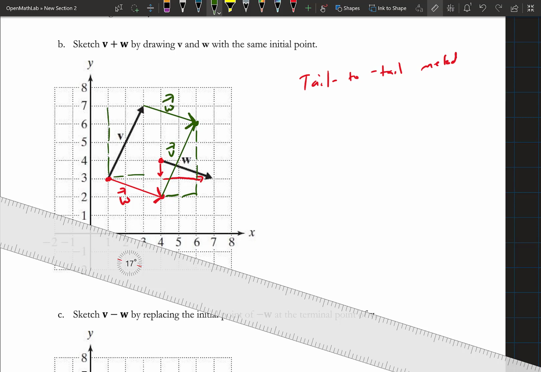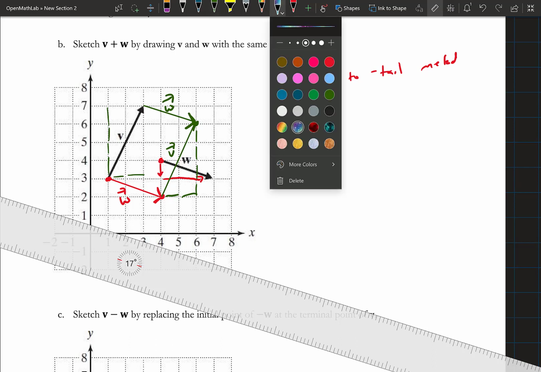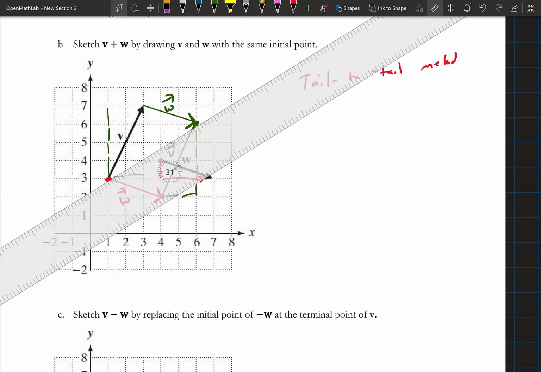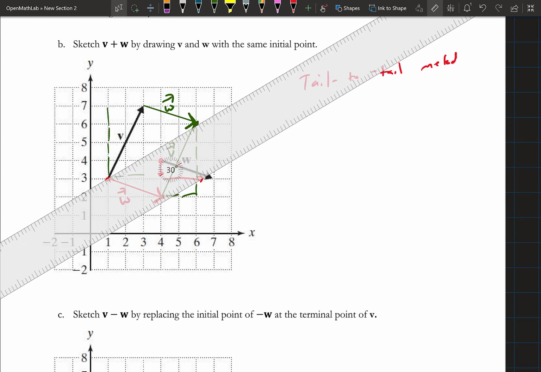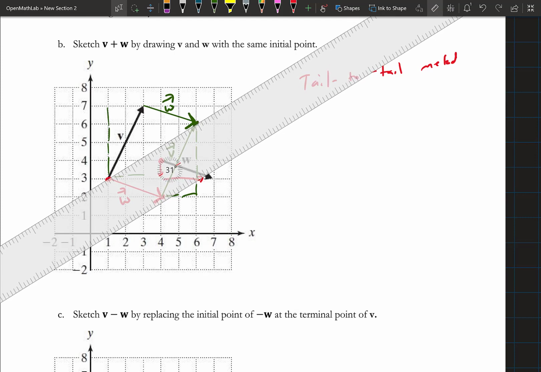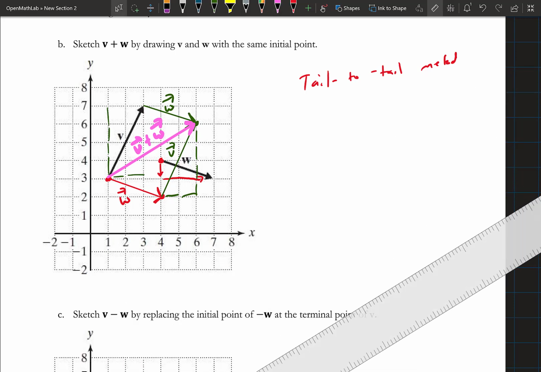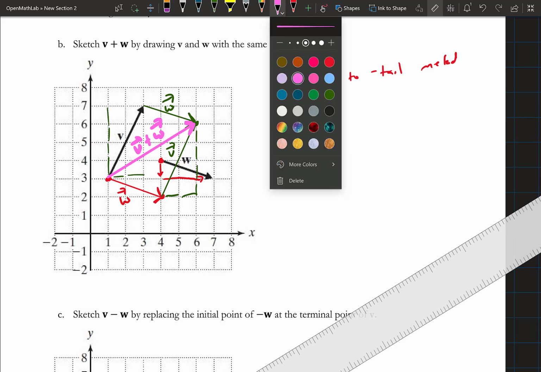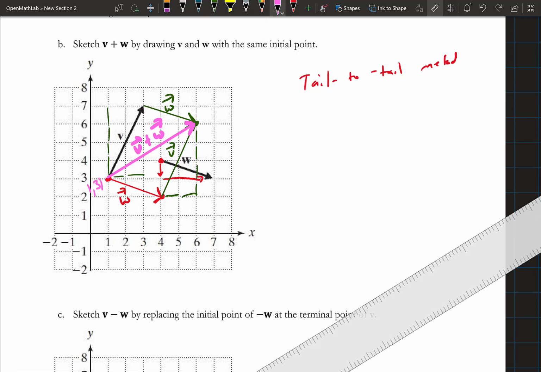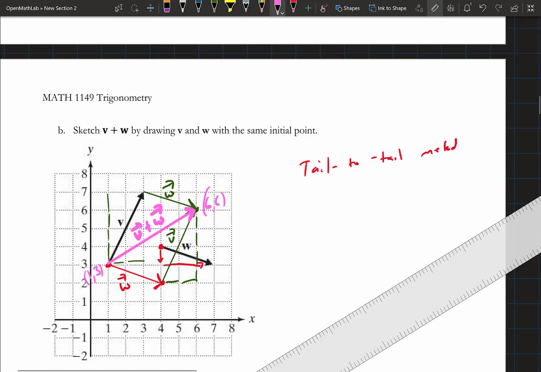And then lastly, I'll use a different color for this. Lastly, you're going to connect where the tails and the heads meet, so you're drawing this diagonal in. So that result is the resultant, or vector v plus vector w. Notice the initial point is at 1, 3, and the terminal point is at 6, 6, which is the same as what we had up here.